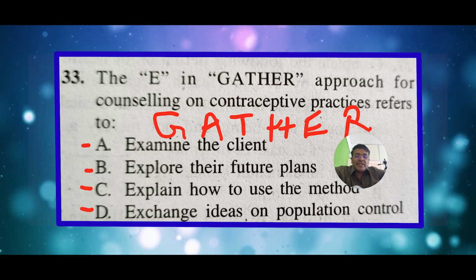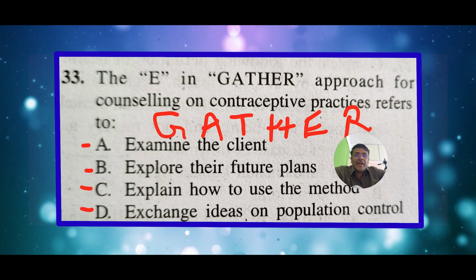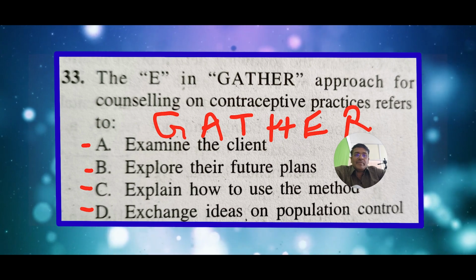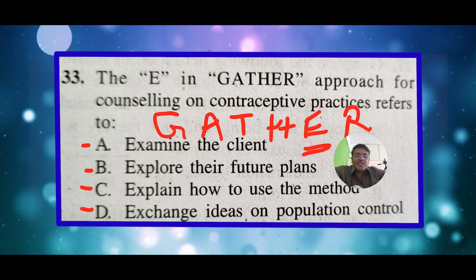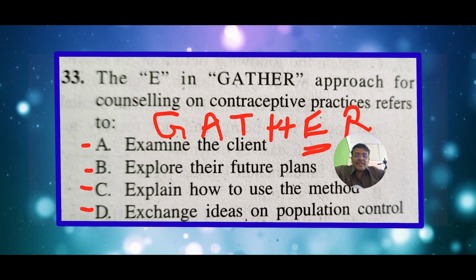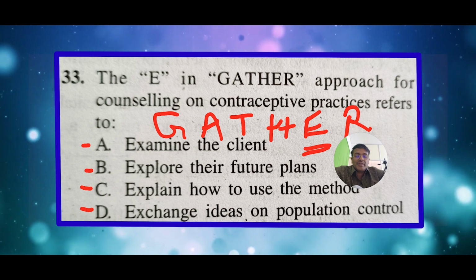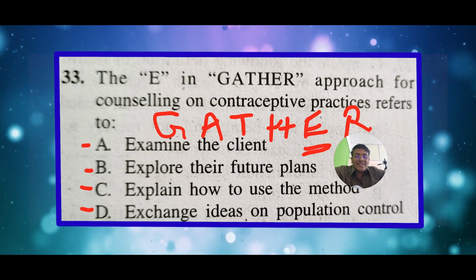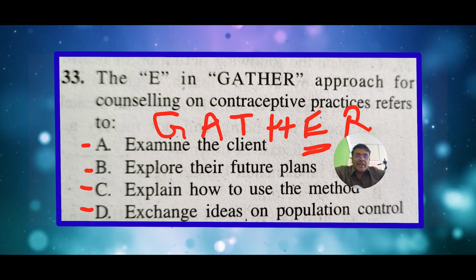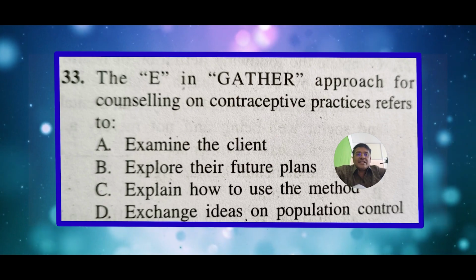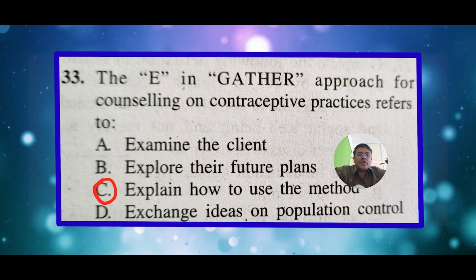So in this context, E refers to explain how to use the method. Proper explanation ensures that the client understands how to correctly and consistently use the chosen contraceptive, which can maximize its efficacy and minimize potential risk. So the correct answer here is C, explain how to use the method.